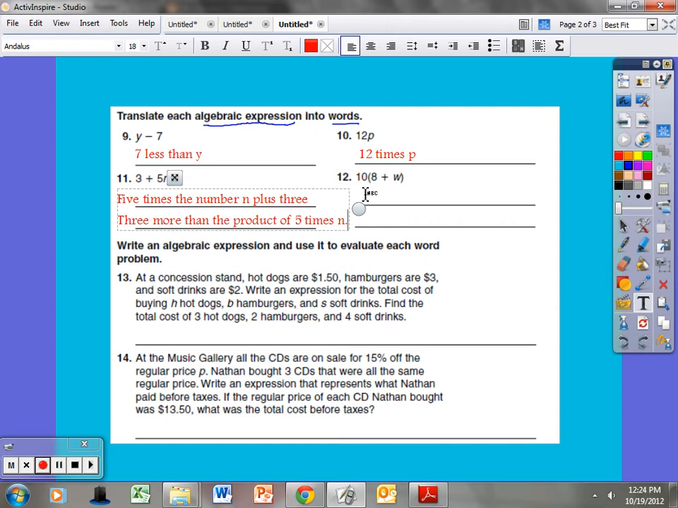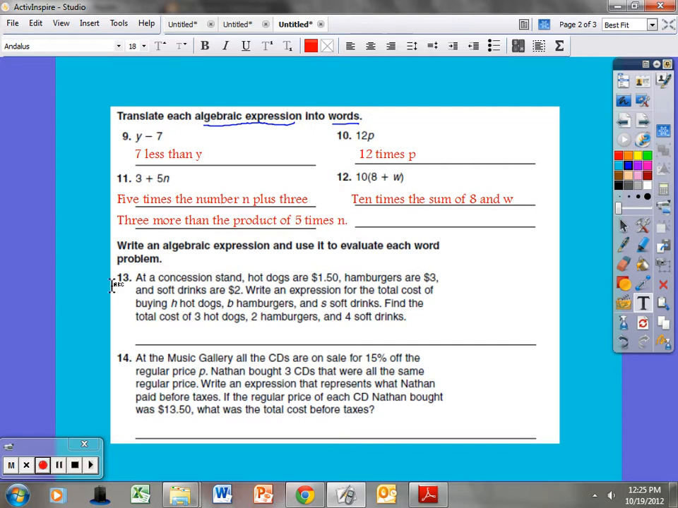Let's take a look at this next one. I have multiplication, but I have parentheses first, so I have to find that sum first. So I could do 10 times the sum of 8 and w. I could do that because that tells me I've got to find the sum first and then multiply it by 10. Now it says here, write an algebraic expression and use it to evaluate each word problem.